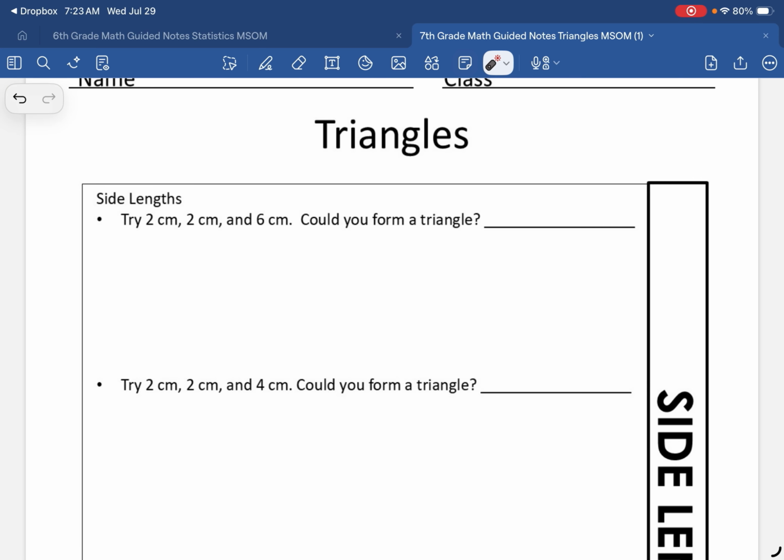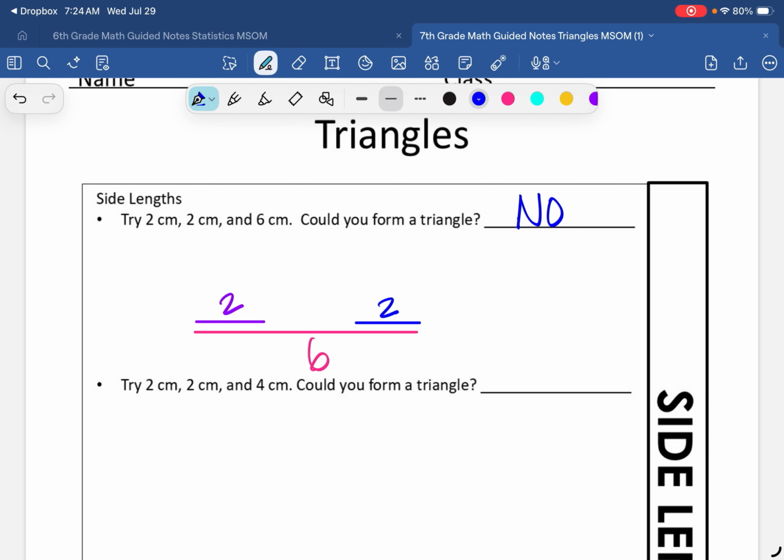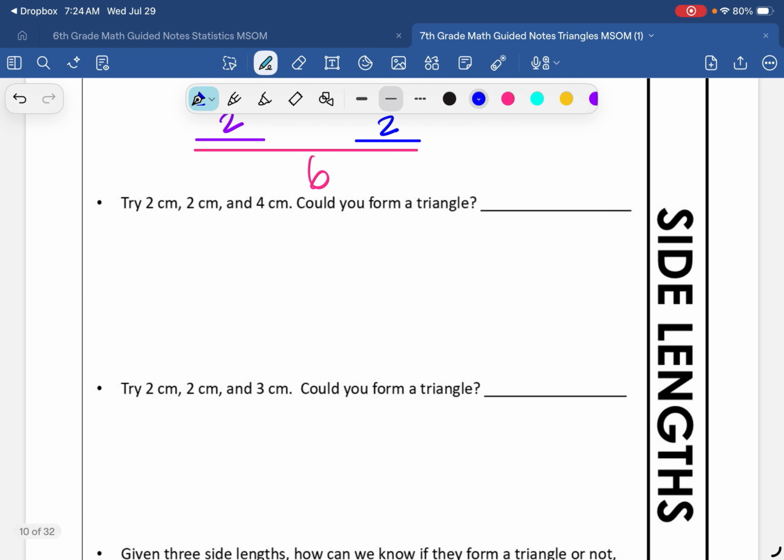Hit pause and try making one out of 2, 2, and 6. You should have realized that it is not possible to make a triangle out of 2, 2, and 6. Now I want you to try 2, 2, and 4. Could you form a triangle? Hit pause and try. You should have realized that it is not possible to form a triangle out of 2, 2, and 4.